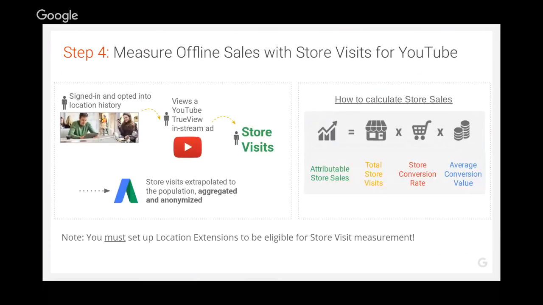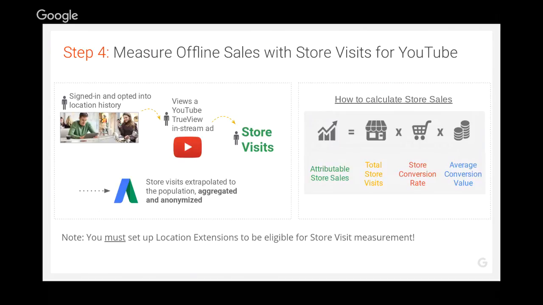And then last but not least, if it's applicable, if you have offline stores, you can also track store visits for YouTube. And if you're used to doing this on search, this works exactly the same way. So you must make sure that you have location extensions set up to be eligible. But then it will measure the store visits from all those who have clicked on the ad or viewed the 30 seconds of the ad. And essentially how it works is that we have users who have signed in and opted into location history. They will see the view on YouTube, and then that will be counted as a store visit.